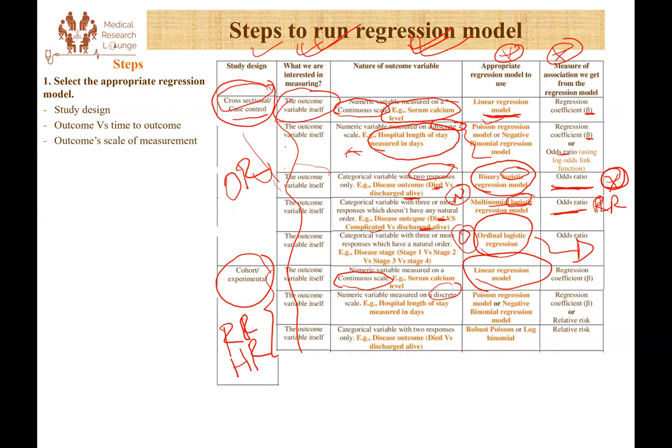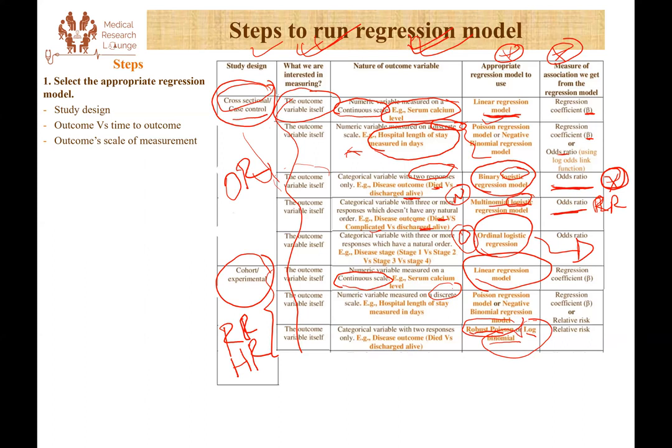Rather, there are models called robust Poisson regression model and log binomial regression model, which can give us relative risk for a binary outcome. So when the assumptions of robust Poisson regression model fail, you can use log binomial regression model. So that's why I put them as "or".